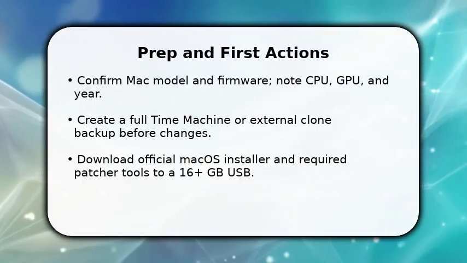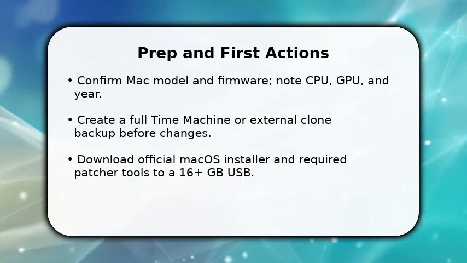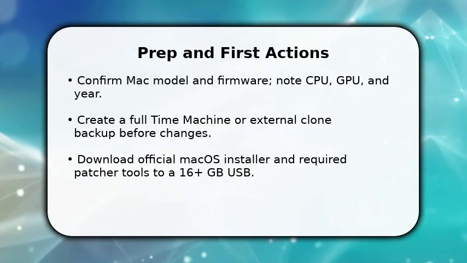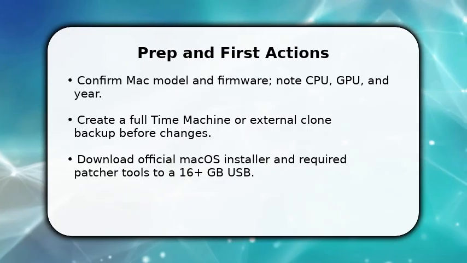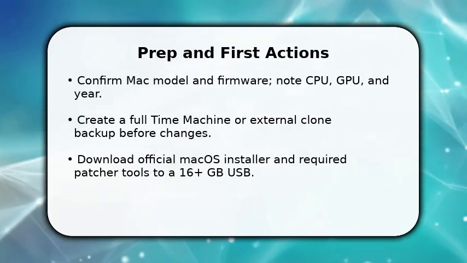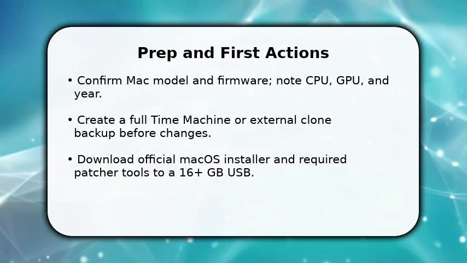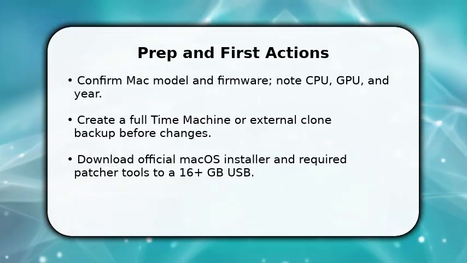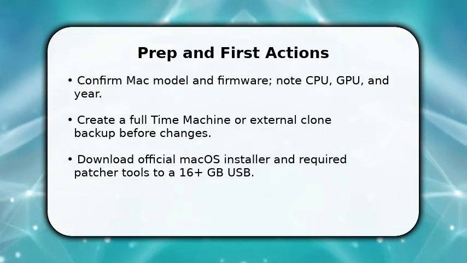You start by confirming your Mac model and hardware because compatibility dictates the method you use. Once done, make a full Time Machine or external clone backup so you can recover if anything fails. Next, download the official macOS installer from the App Store on a supported Mac and place the patcher tools on a 16+ GB USB stick. This combination gives you the installer plus the compatibility fixes needed to proceed safely.